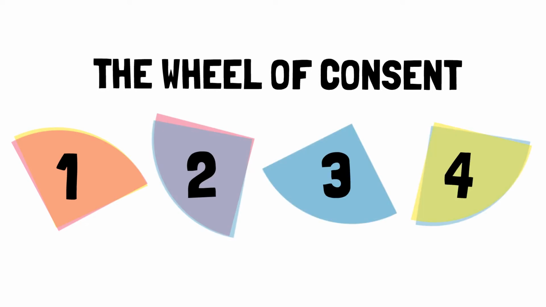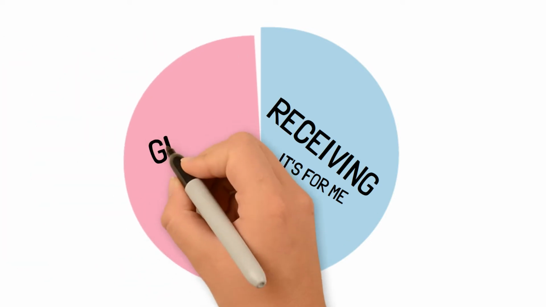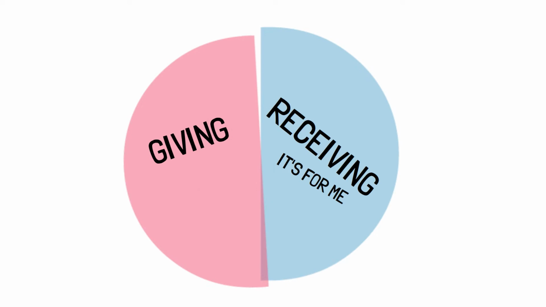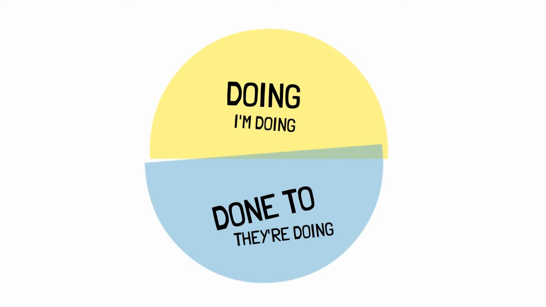Here's how it works. Most circles have 2 halves, but this one's a bit different. It's got 4. There's the receiving half. This is where I receive something I want. It's for me. And the giving half. This is where I put aside what I want and I'm willing to give something to someone else. It's for them. But there's also the doing half, where I'm the one who's taking action. And the done to half, where somebody else is taking action. These halves can combine in 4 different ways to give 4 different experiences.